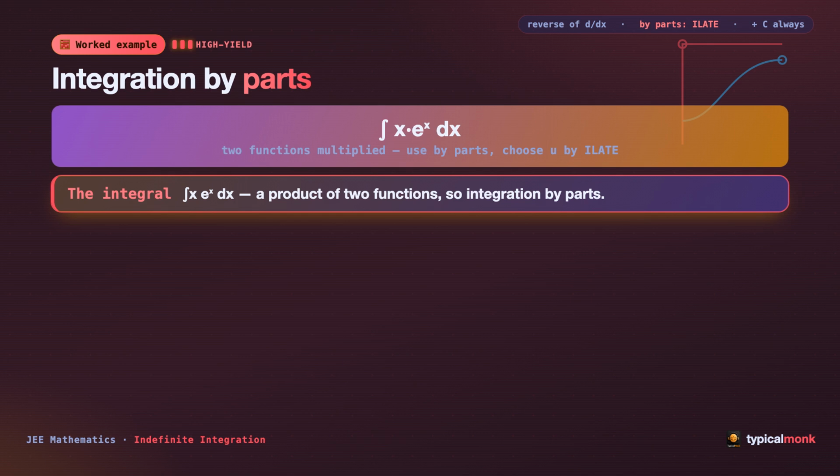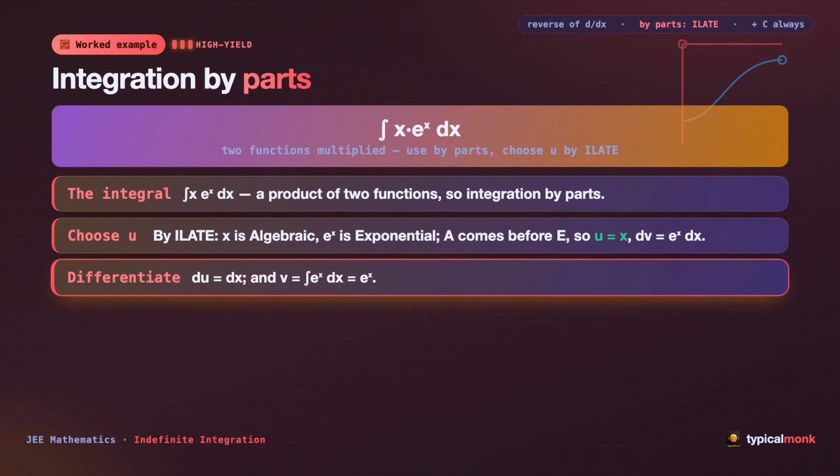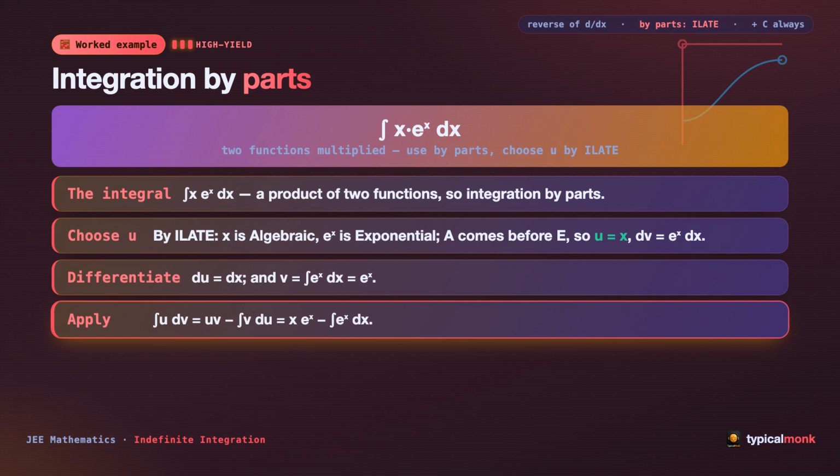Find the integral of x times e to the x dx. The integral of x e to the x dx is a product of two functions, so we use integration by parts. Choose u by ILATE. Here x is algebraic and e to the x is exponential. A comes before E in ILATE, so u equals x and dv equals e to the x dx. Differentiate and integrate. du equals dx and v equals the integral of e to the x dx, which is e to the x.